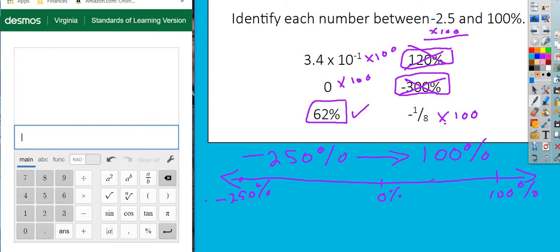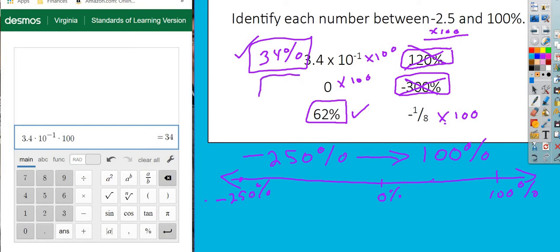So the first thing I'm going to do is put 3.4 times 10, and then I'm going to raise it to the negative 1 power. Now I'm going to multiply that by 100 because that's what I have to do to make it into a percent. That changes this number to 34%. Is 34% between negative 250 and 100%? It absolutely is. So that one's also an answer.